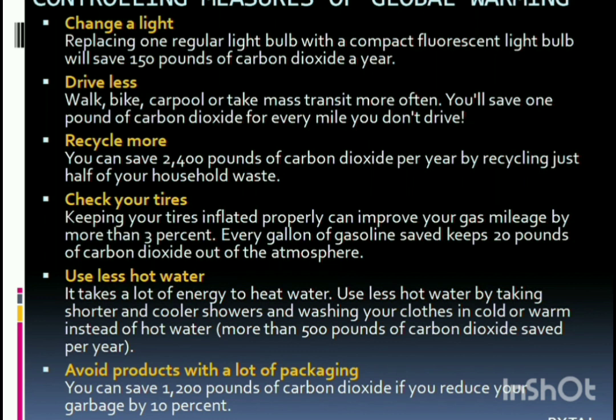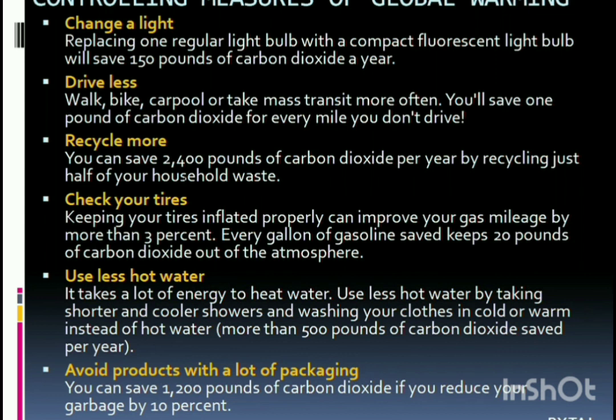Drive less, that is, walk, bike, carpool or take mass transport more often. You will save 1 pound of carbon dioxide for every mile you don't drive. So if in a family 5 members are there and each one has a bike or car, the pollution will increase because of the release of carbon dioxide from those vehicles. If we use one bus or public transport, that will reduce the release of carbon dioxide. So that's what they are telling here.